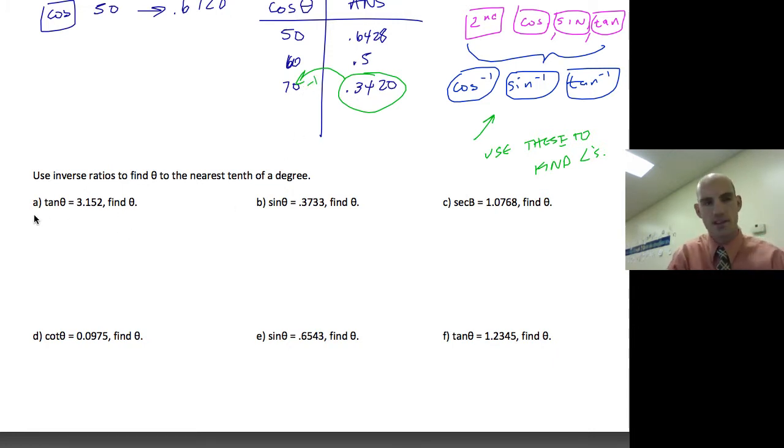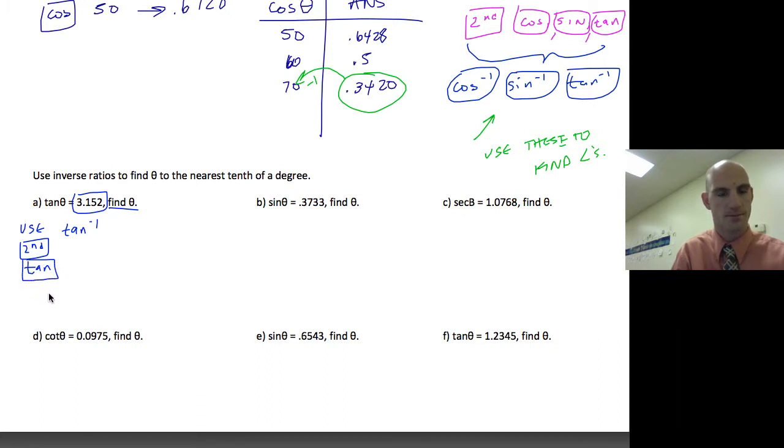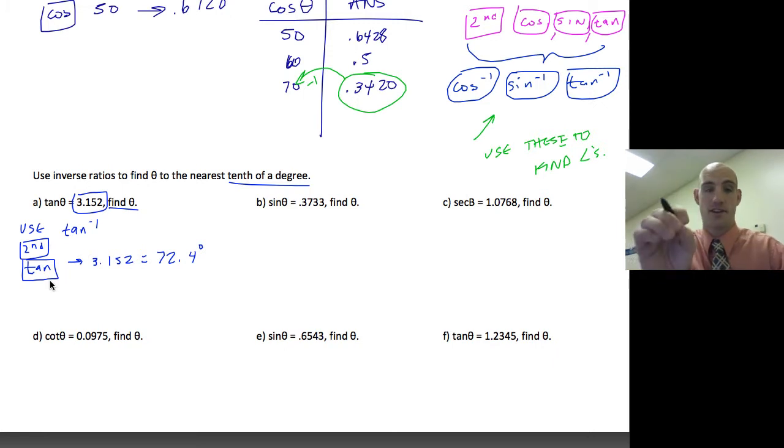Okay? So, for example, let's just do one. If I'm looking at this tangent here, they have given me a decimal. Notice, I don't have degrees. I want theta. So I'm going to use tangent -1. So I'm going to hit second, and then tangent, and then I'm going to put in 3.152. And that's going to give me 72.4 degrees, because I'm rounding to the 10th of a degree. I had the tangent value. I use inverse, or second tangent, to find the angle.